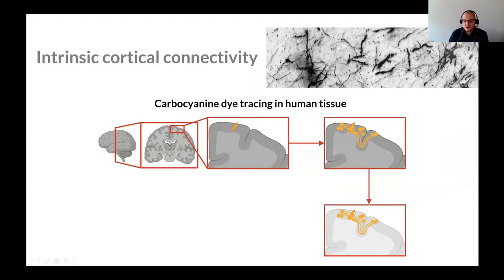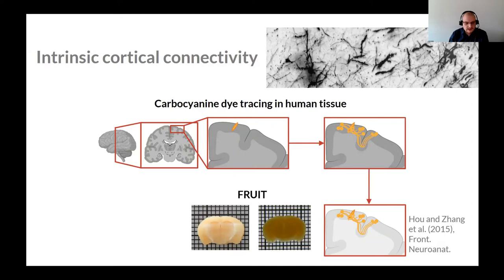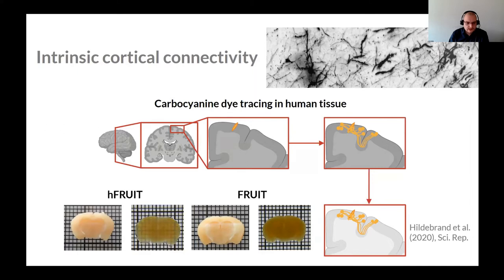And from what you have learned already on clearing, you can probably immediately see that this is also problematic, because the lipophilic nature of the dye will mean that all of these delipidating clearing approaches won't work. So when we started the project back in 2015, we were looking into non-delipidating clearing protocols, of which there were not too many around at the time. We decided to go for the FRUIT protocol by Hou and Zhang et al. However, when applied on thicker samples, and especially in human brain, it didn't really work. This is why I ended up adjusting this protocol towards what we now call hFRUIT, to improve the clearing capacity while still preserving the lipids and therefore the label.